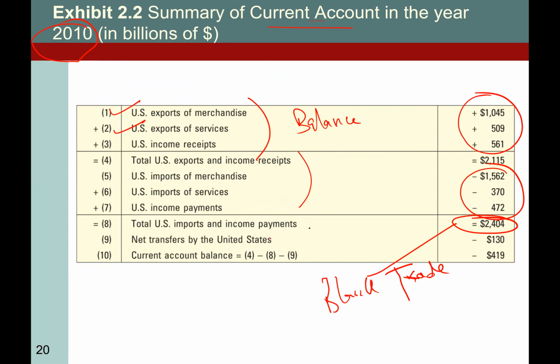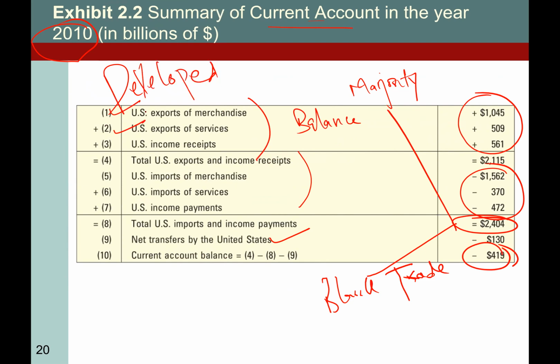right? So we have transfers by the United States. We have a negative number, 130. So you see the majority part is the balance of trade, exports minus imports, right? And is it a surplus sign, or deficit? Here we go, the deficit, right? Now my question is, the United States is a developed country. Now you tell me, it's a developed country. So is this deficit good or bad?